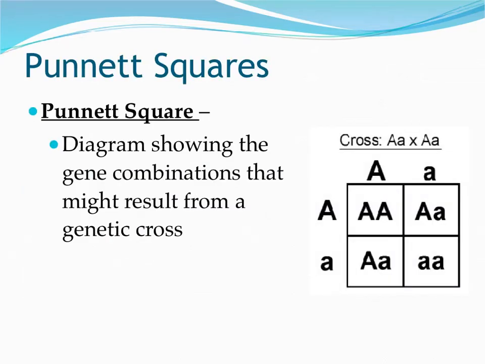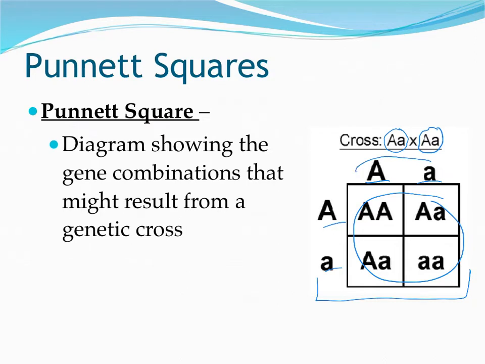First thing we're going to talk about is called a Punnett square. This is a Punnett square over here, and it's a diagram showing the different types of gene combinations that can result from a genetic cross. In this case, we're getting a cross of one parent that is heterozygous for this trait designated by the letter A, and the other parent is also heterozygous. It shows the possible gametes that form, and these are the possible outcomes.